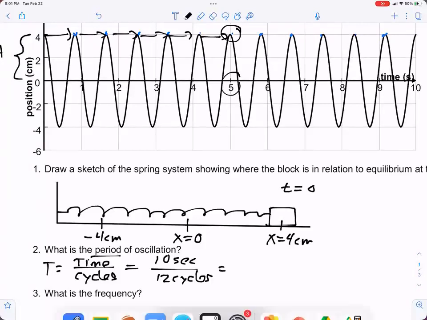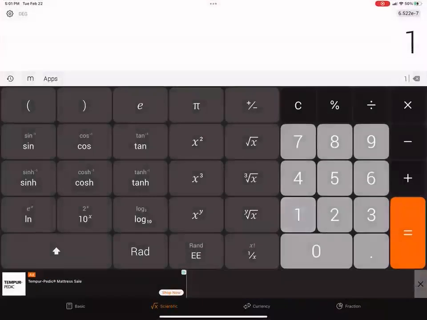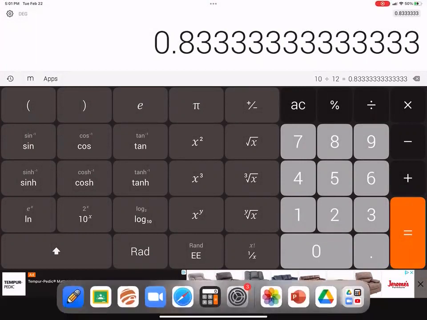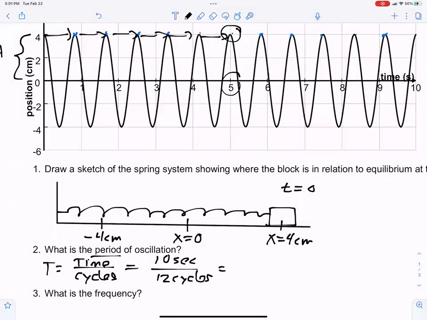Go ahead and divide those two. 10 divided by 12 would be 0.833. I'll just say 0.83 seconds. So it takes almost 1 second for a cycle. And you can see that right here. That matches up with about 0.83.